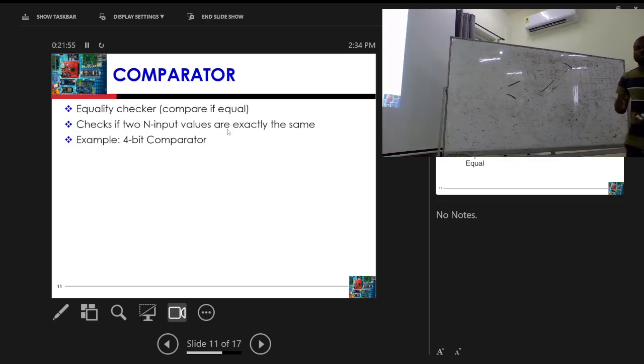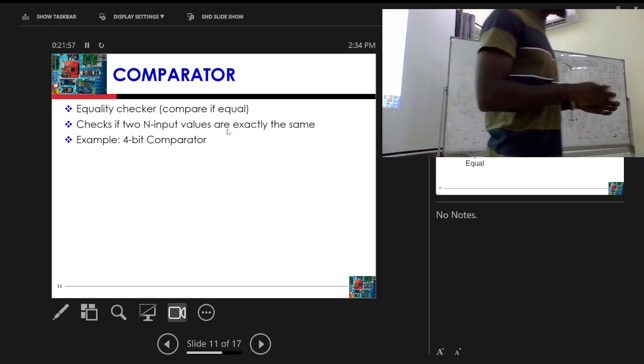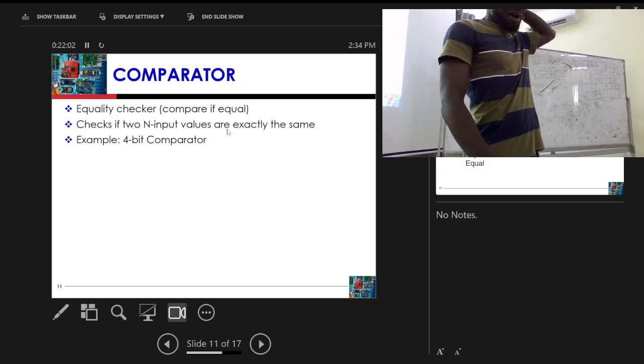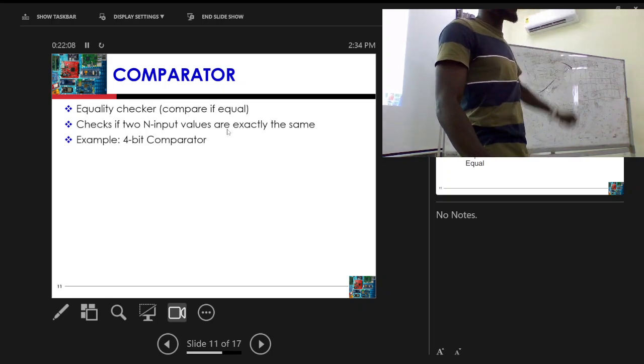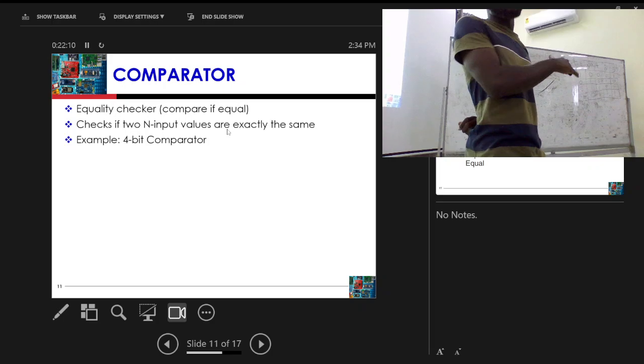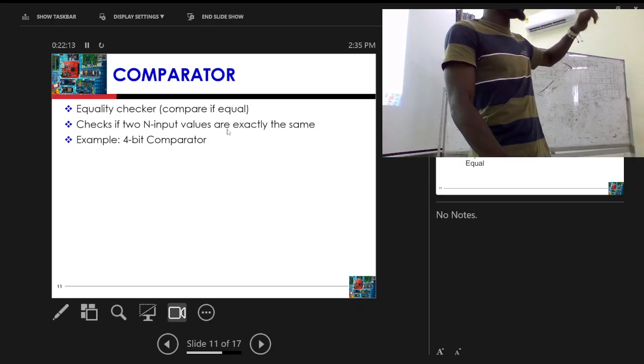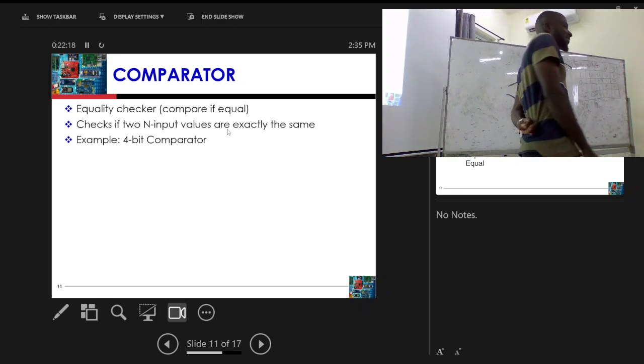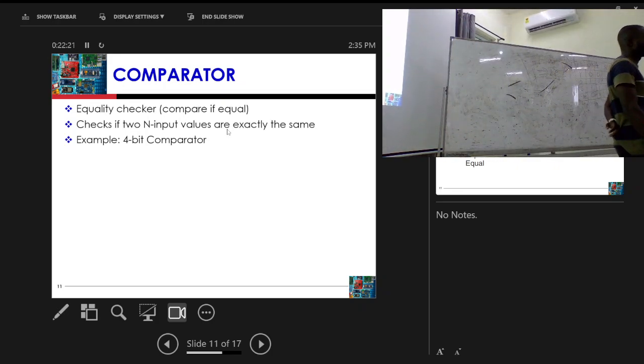Okay, so now if A is 4 bits and B is 4 bits, how do I draw the circuit? This one is just for 1 bit. So what if A is 4 bits and B is 4 bits? Draw it and let me see something. So now we have 4 bits instead of 1 bit.